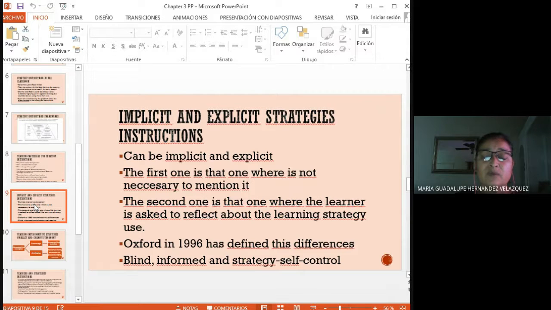Sometimes at the end of the assignment, I ask them to fill out a rubric where they say, how did I fail using this strategy? Or they can also use their own strategies, and I ask them to tell me what strategies they use, or what strategies they used. Oxford in 1996 defined these differences as blind, informed, and strategy self-control, instead of implicit and explicit.